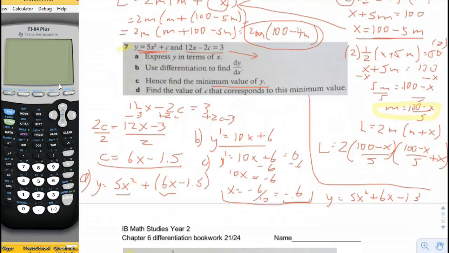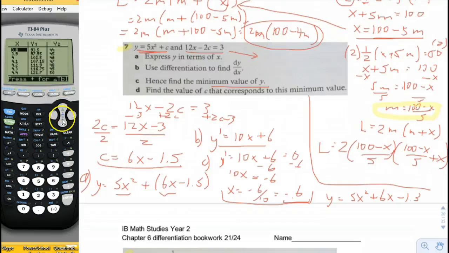The other way we could do that, which is probably easier, is we can do what we did earlier and put the original function and its derivative in the calculator. We can figure out the minimum value of y more easily. So let's graph these, and we should get a parabola and a straight line. Then we can look at the table, and this should answer one of the questions.